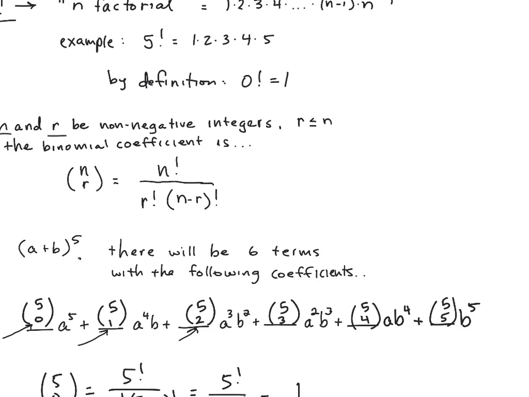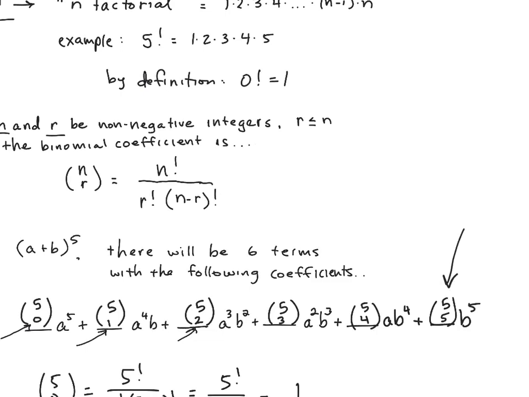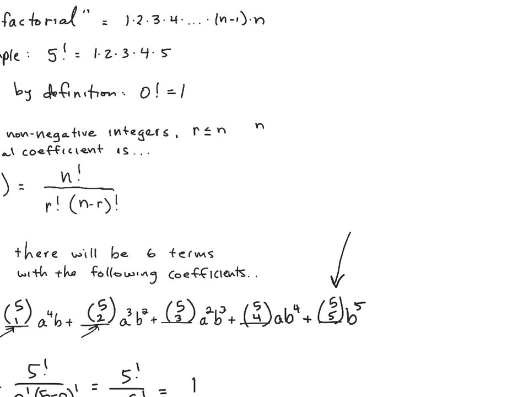Now, just by way of notation, if you hear this in mathematical conversation, the way you would read this out loud is 5 choose 5. That's the verbal for that notation. This one here would be 5 choose 4.